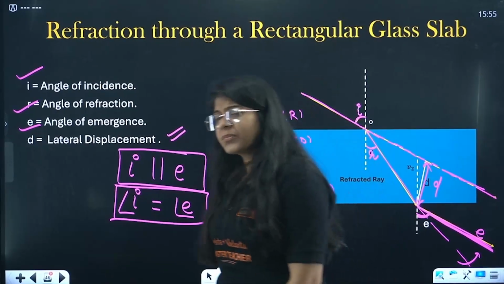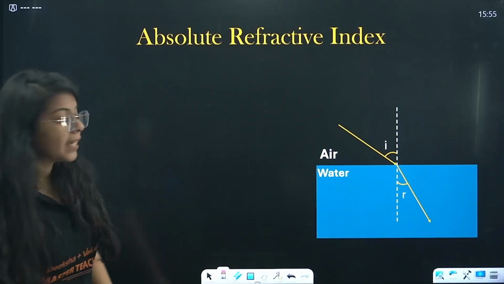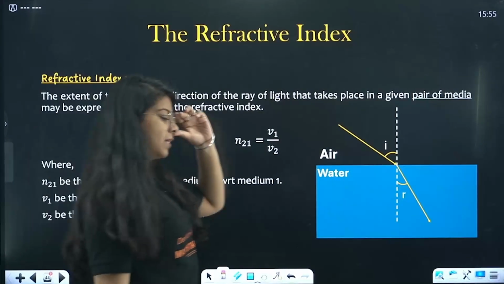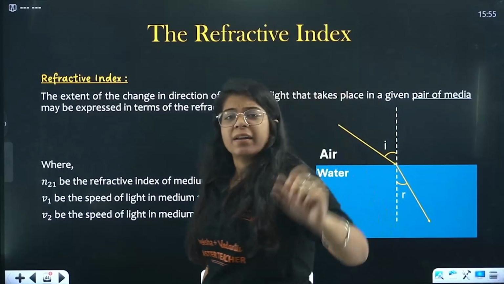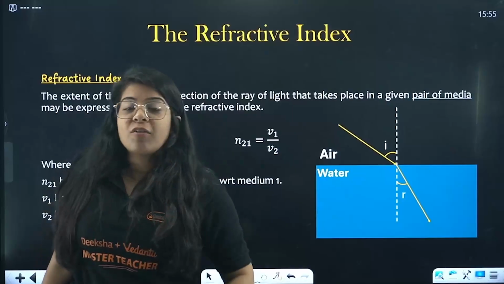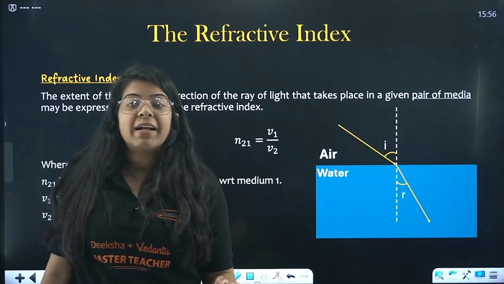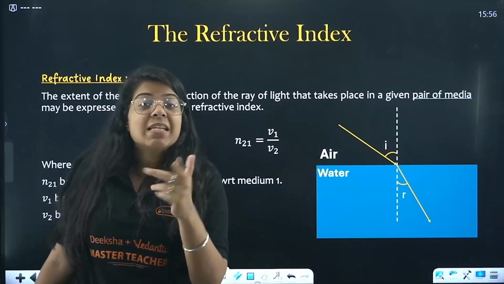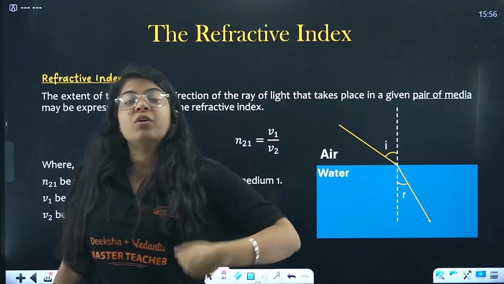Understood? Next beta, we have a very important point, that is absolute refractive index and refractive index. We talked about air and water. They have different densities and the bending of light is different, right? From air to water, or air to glass, the bending will be at a different angle because their densities are different and hence their refractive indexes are different.